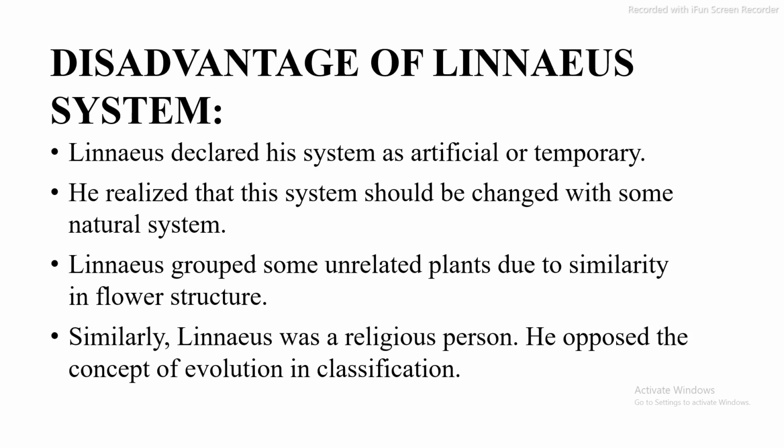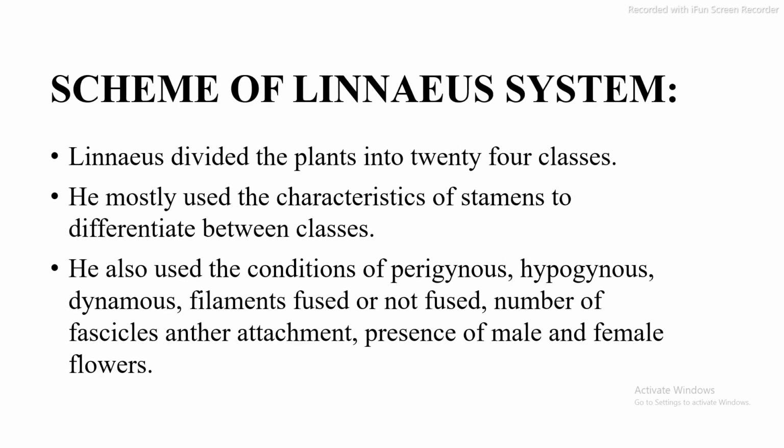So what are the disadvantages of the Linnaeus system? As Linnaeus declared this system as artificial or temporary, he realized that this system should be replaced with a natural system. Linnaeus grouped some unrelated plants due to similarity in flower structure. Similarly, Linnaeus was a religious person, and he opposed the concept of evolution in classification.